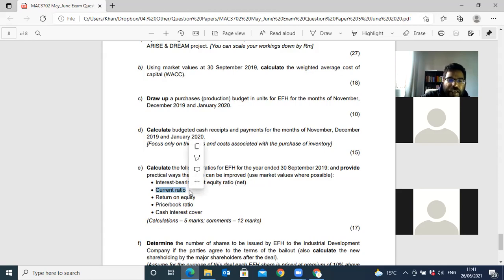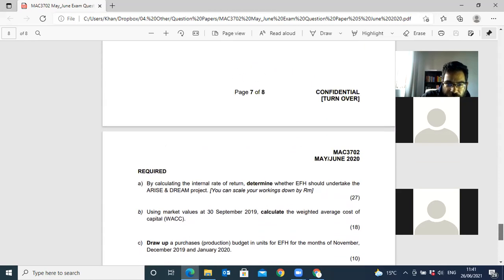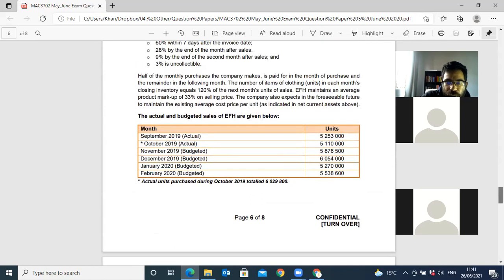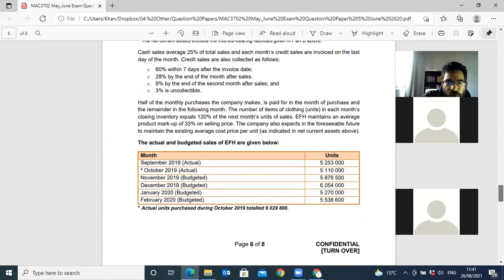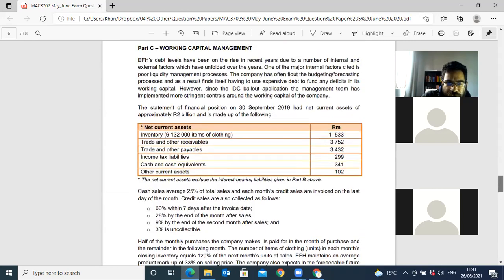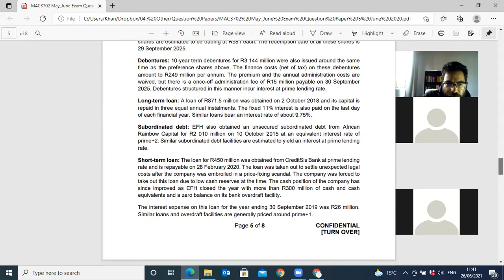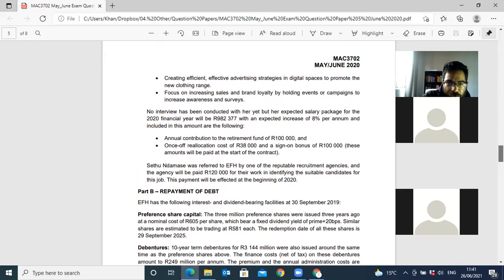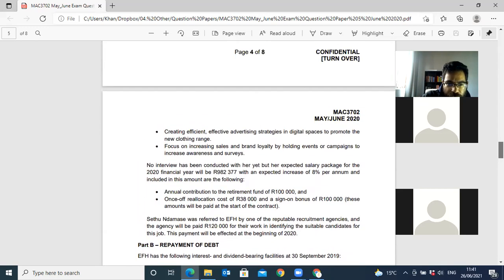Working capital. Return on equity is net profit divided by equity. I don't recall a net profit figure anywhere. Was there a net profit given somewhere? I don't know if you remember. I can't remember.